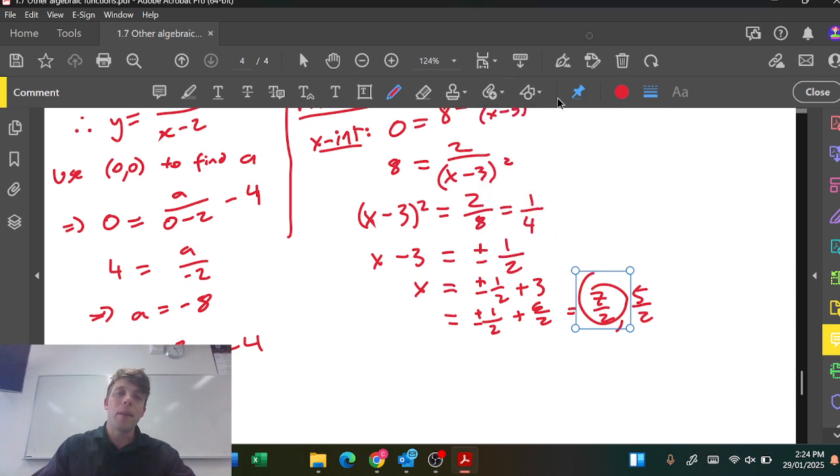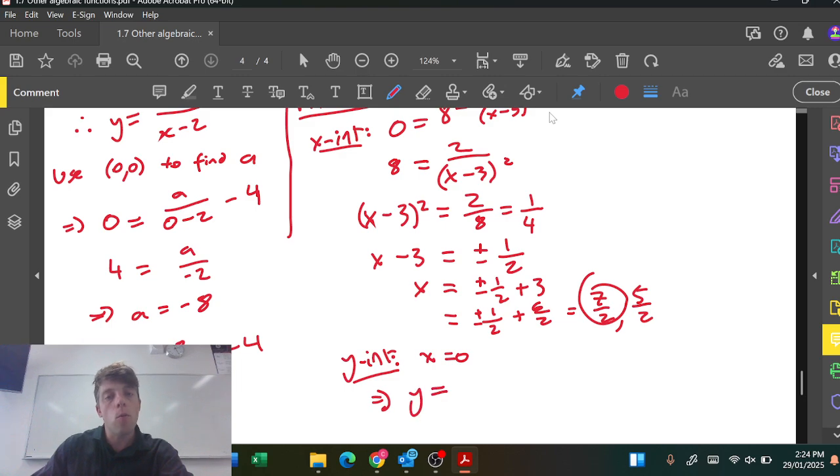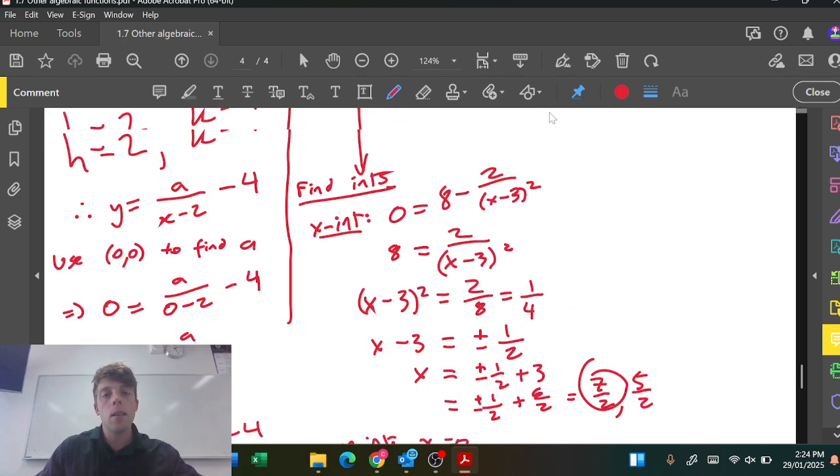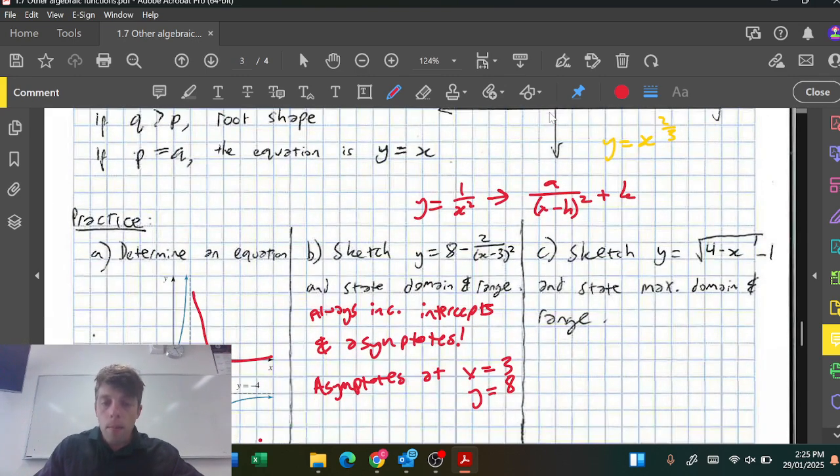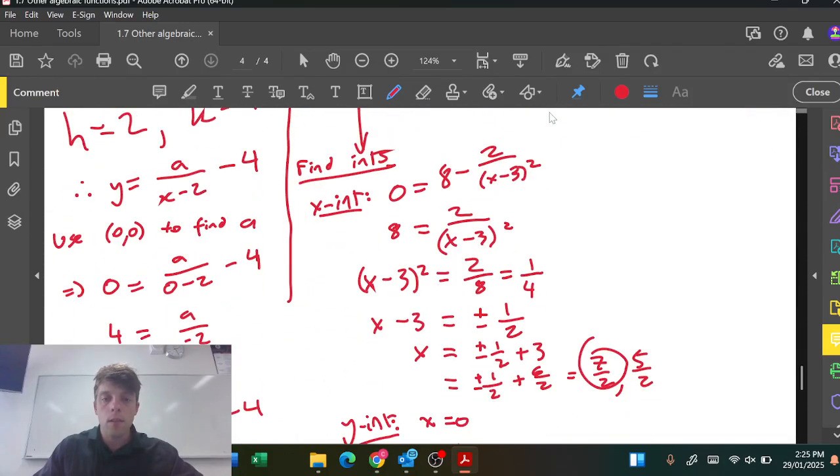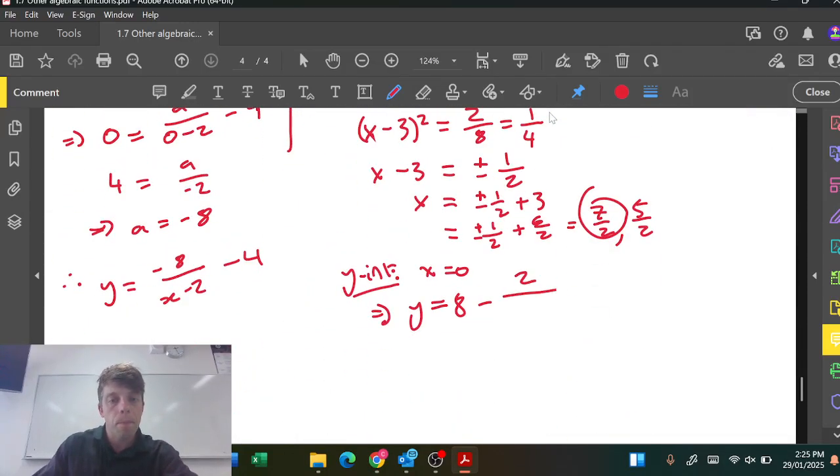All right, so now let's go back here, find the y-intercept. So the y-intercept, that's going to occur when x is equal to 0. So let's substitute it in. We have y is equal to 8 minus, going back to this equation at the start, 8 minus 2 over x minus 3 squared.